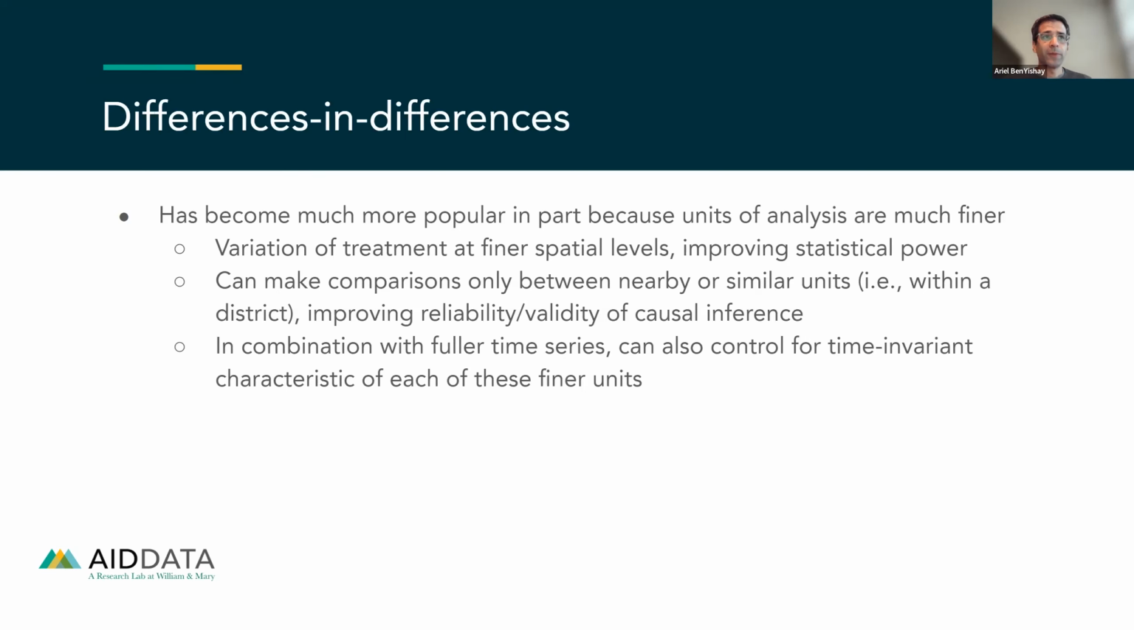But it is also powerful in combination with the fuller time series that we have at our disposal. Again, especially from remotely sensed data, we can control for the time invariant characteristics of even the finer units and use fixed effects at the unit level as well. That's, again, super powerful. In some cases, we can combine that with controlling for trends at more aggregate levels as well, because we've got enough of a time series that we're looking at variation really year to year or season to season. So these are increasingly common.